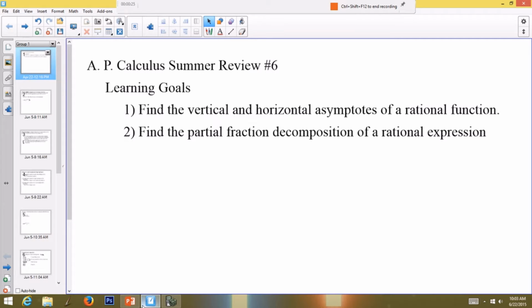First one we did in Algebra 2, also in pre-calculus. The second one we did in Algebra 2 very quickly, so we're going to spend a little bit more time on that one. The first one we'll go through fairly quickly.